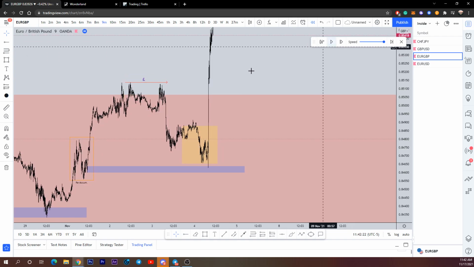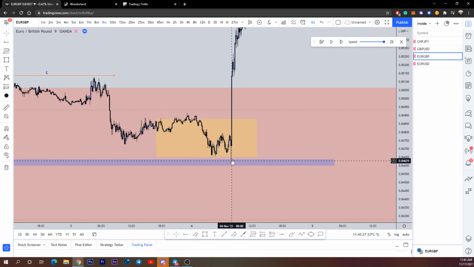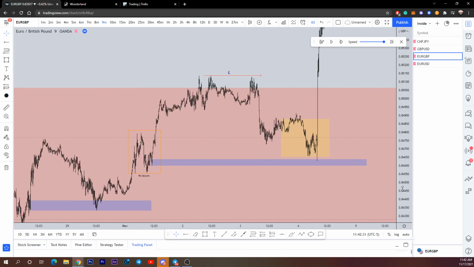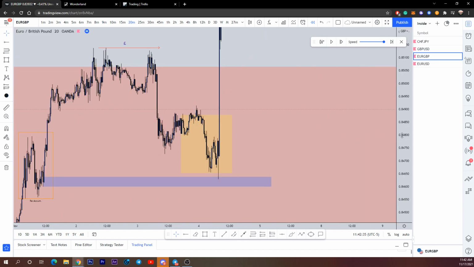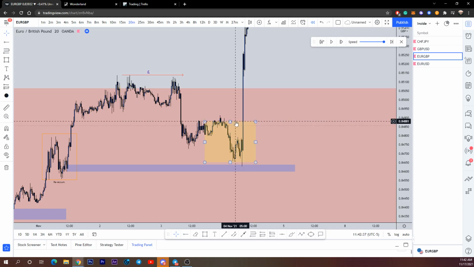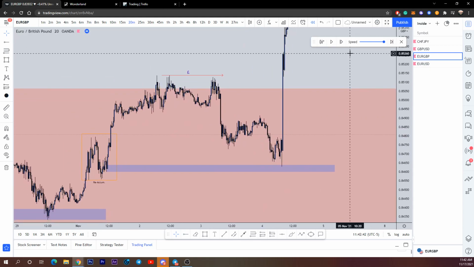Look at that. Wow. Look at that, guys. That's precision. That is precision, guys. There's no coincidence at all. This is how the institutions work. They mitigate the orders precisely.